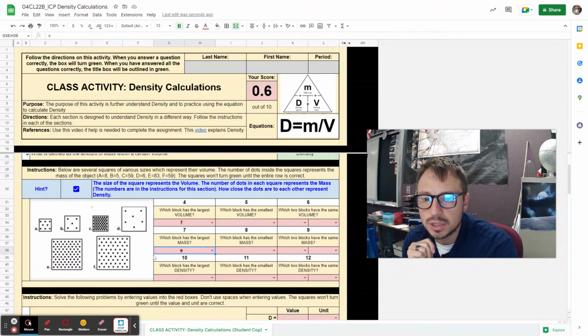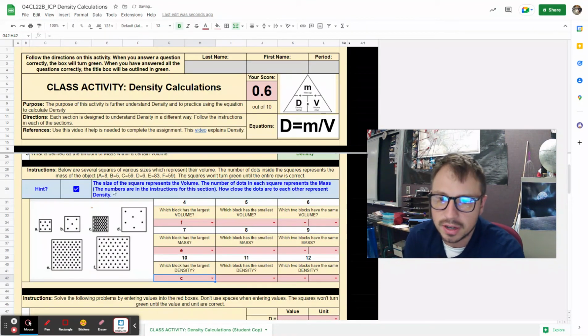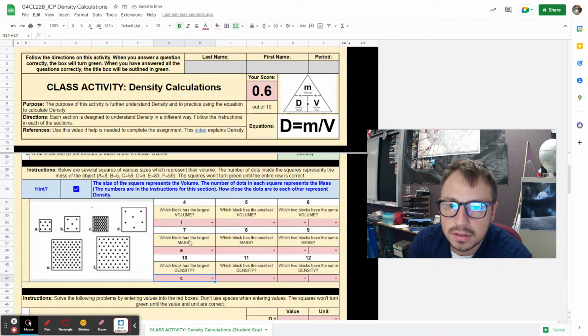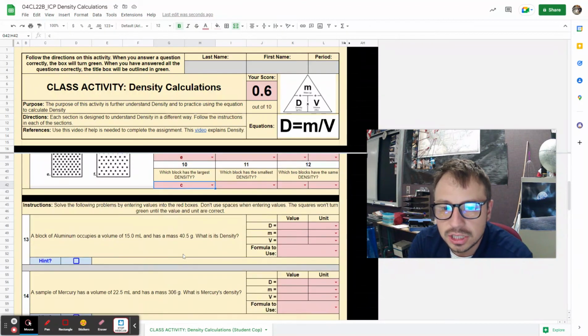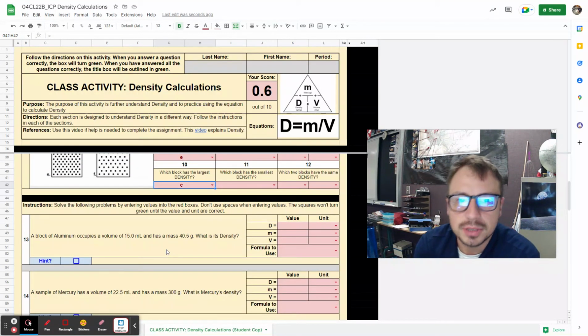And question 10, well, which block has the largest density? So let's see here. How close the dots are to each other represent density. So which one has the more tightly packed dots? Well, that's going to be C. That's going to be the most dense object there. Good. So once you get the rest of that row correct, those will turn green as well. All right, so let's go to the next section and let's solve a couple of these problems because that's what it's about.